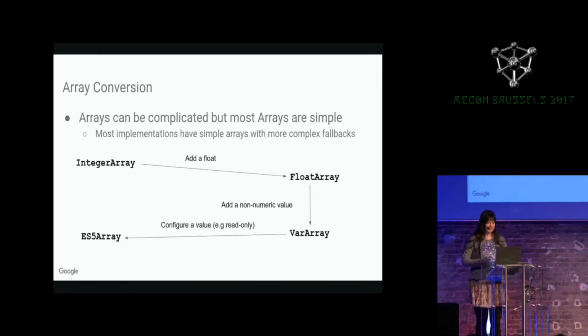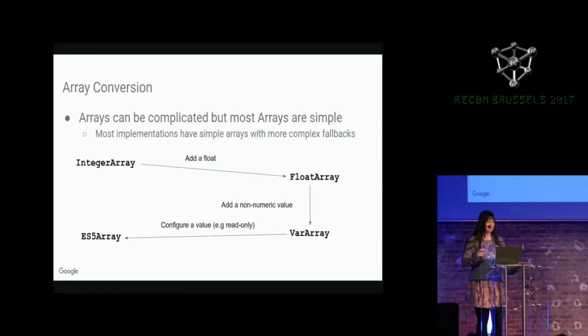And most browsers do something like this. This is exactly what Chakra does, which is you start off with a very small, not complex array, and then as you add new features to it, it becomes a more complex object. So in Chakra, you start off with just integers in your array, and then you're an integer array. As soon as you get a float added to you, you become a float array, and that has to be twice as long because there are 8 bytes per element. And then if you add an object to it, it becomes a var array, and that means instead of having numbers in the array, you have pointers to objects.